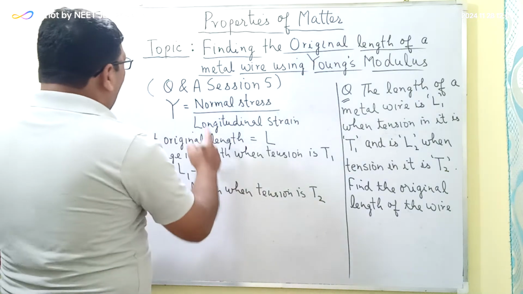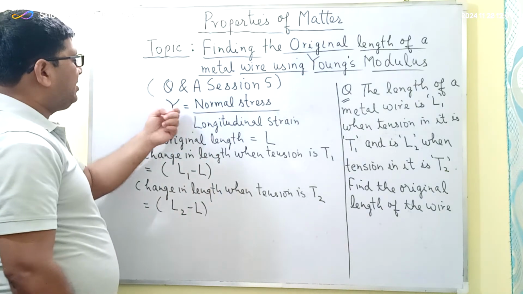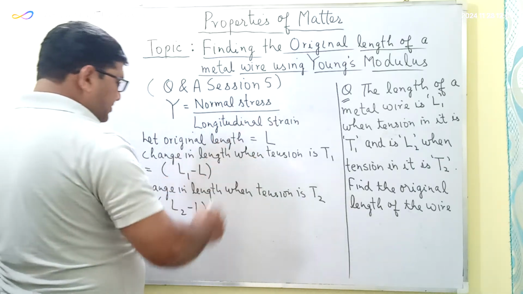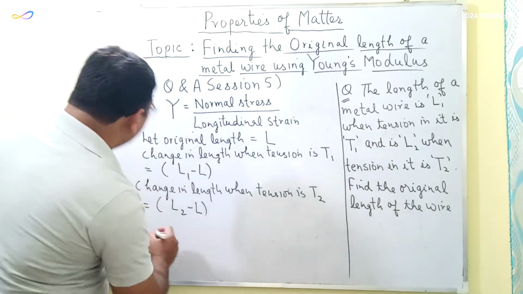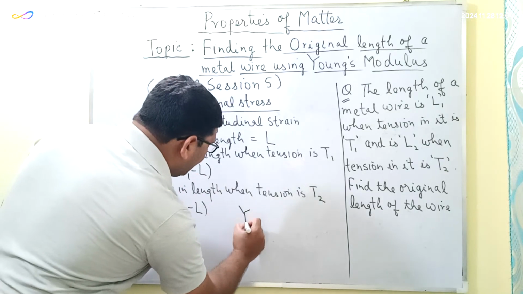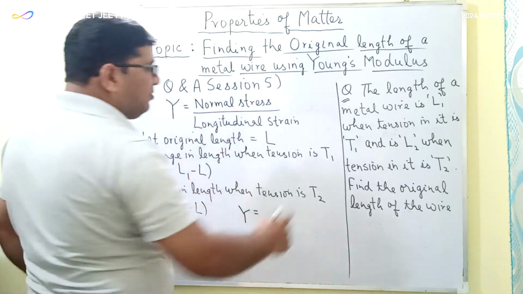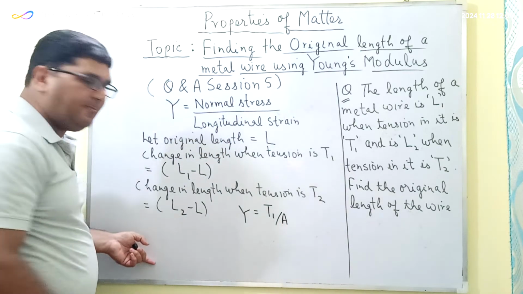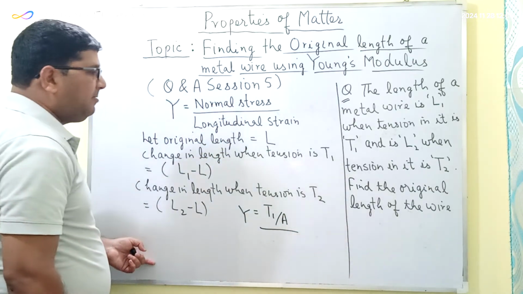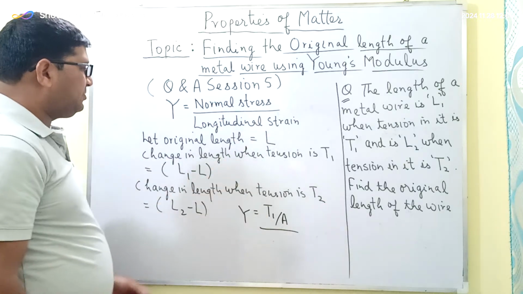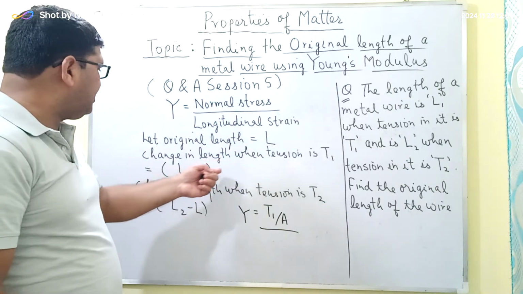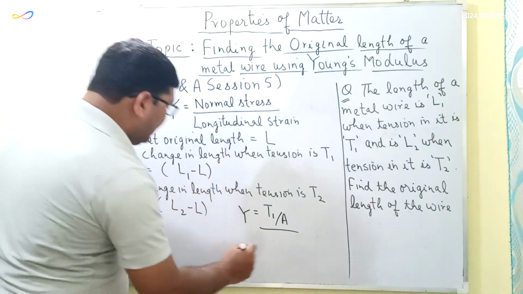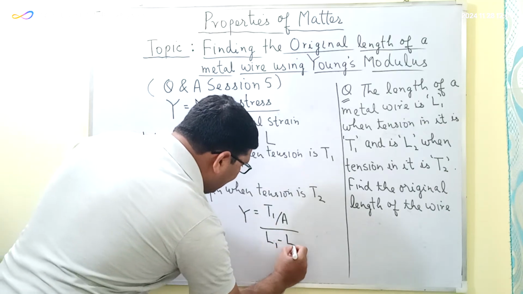So now I will be using this formula, that is Young's modulus is equal to the normal stress divided by the longitudinal strain. In the first case, this Y will be equal to T1 divided by the area of cross section of the metal wire, divided by the longitudinal strain. The longitudinal strain is basically equal to the change in the length divided by the original length. So in the first case, the change in the length is L1 minus L, so L1 minus L divided by L.